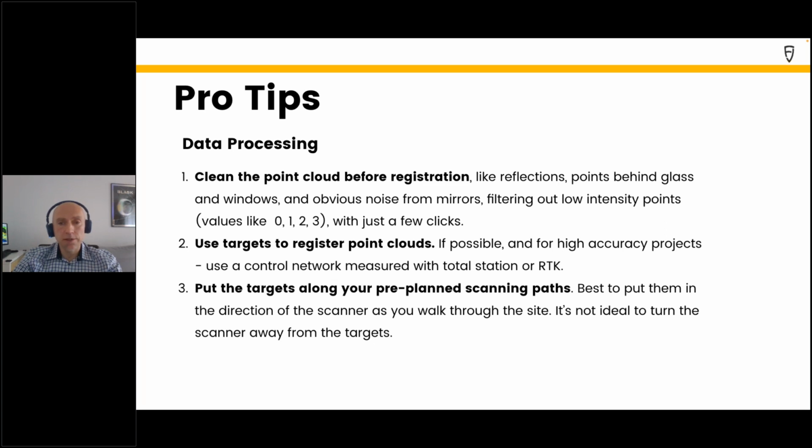Especially clean points behind the windows. They usually have very low intensity value, like 0, 1, 2, 3. You can use a special filter for this in third-party software like CloudCompare, but I believe that this function will be available in Trion Model soon. Also, cut out areas with very low point density. Thanks to it, your registration will improve.